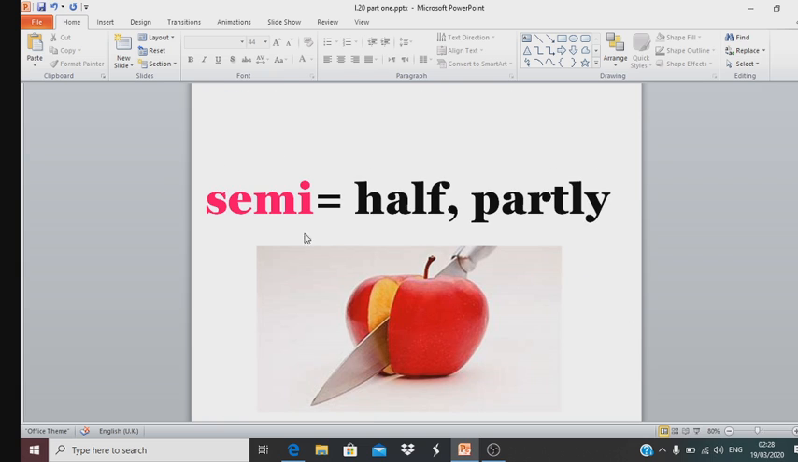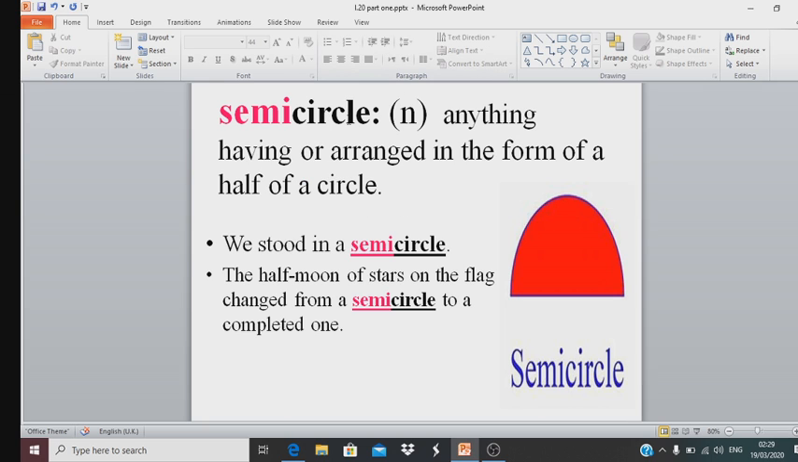The third prefix is semi, and semi means half or partly. Semicircle. So the base word is circle and semi is the prefix and it means half. So half a circle. Anything having or arranged in the form of half of a circle, we call it a semicircle. Like we stood in a semicircle, or the half moon of stars on the flag changed from a semicircle to a completed one.